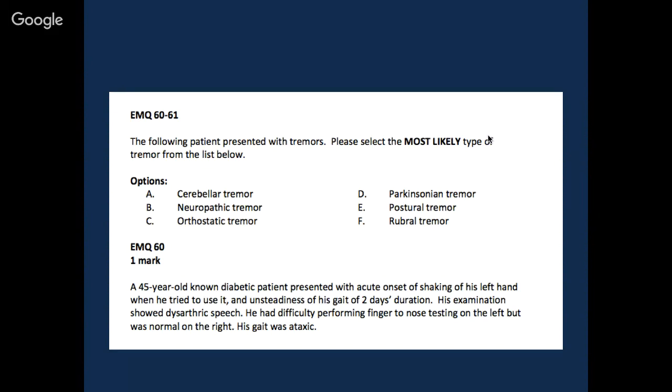Unsteadiness of gait, what's that called? What's the neurology term for unsteadiness of gait here? Ataxia. Yep. So he's got ataxia. Dysarthric speech. What causes dysarthric speech?